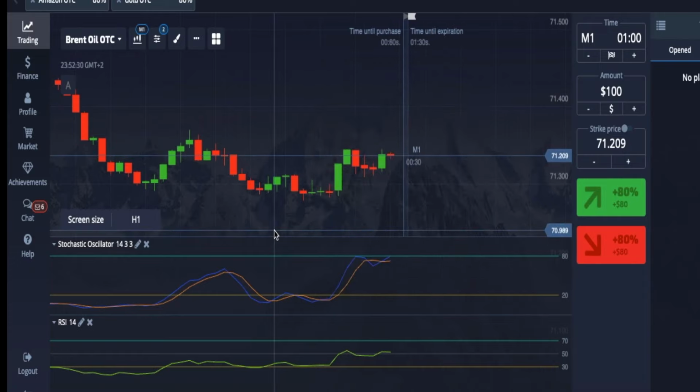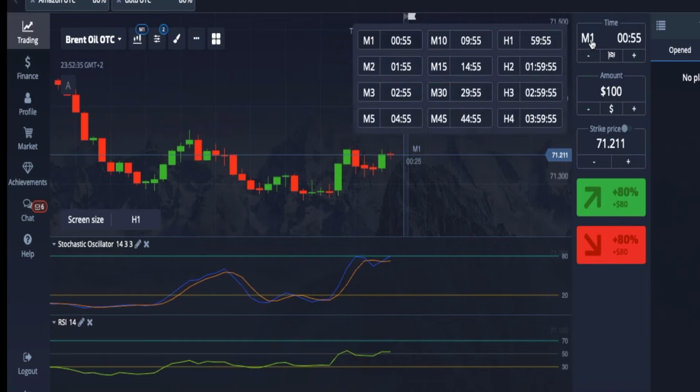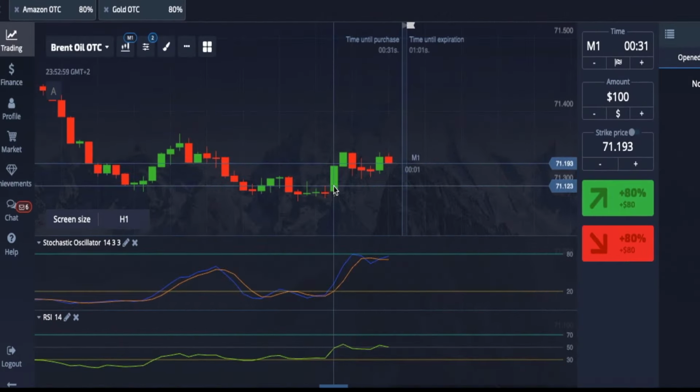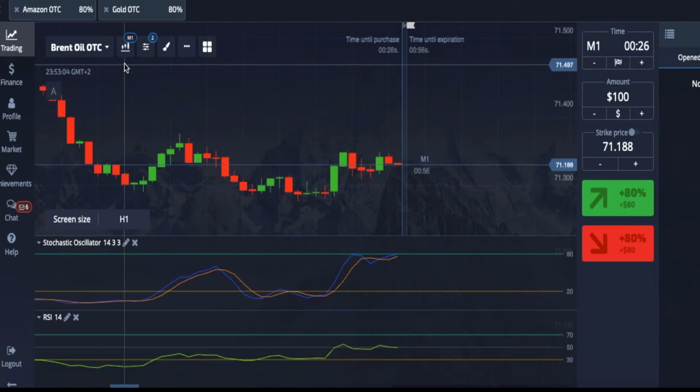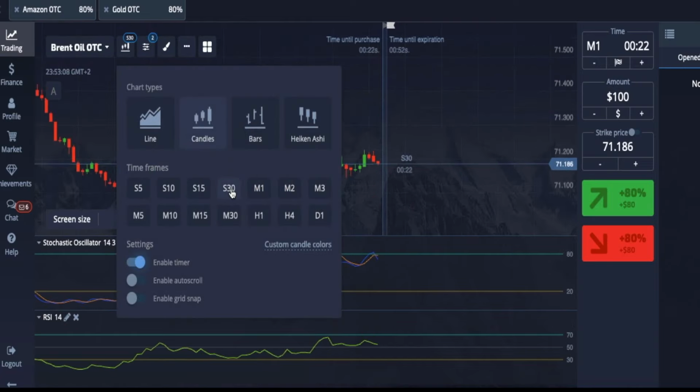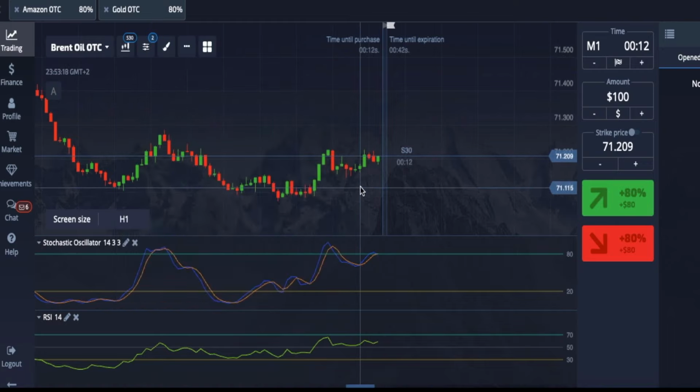We are going to put our expiration on 1 minute expiration time. We're going to be using 30 second candles, you see it right there. If you don't know how to turn the timer on and off, that's how you do it right here. Each one of these candles represents 30 seconds, and we are going to be on 1 minute expiration time.